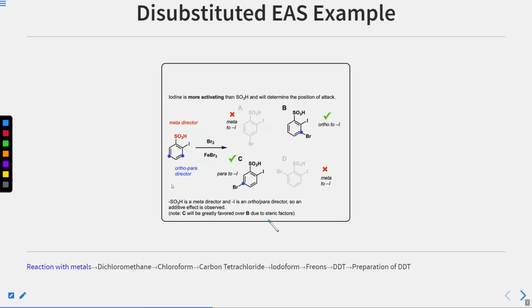So this is the last example. Here we have used iodine and SO3H. Now students, comparing both of these, one will be meta directing and one will be ortho directing. How? For that we have to expand the SO3H structure.